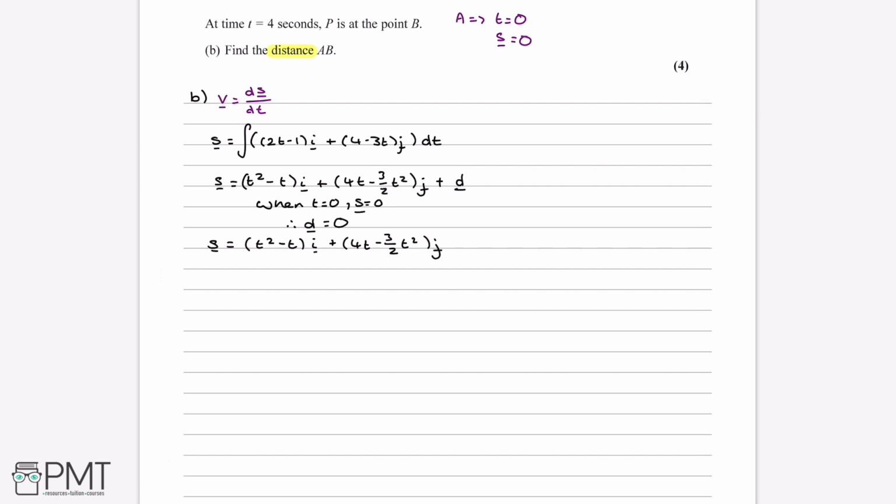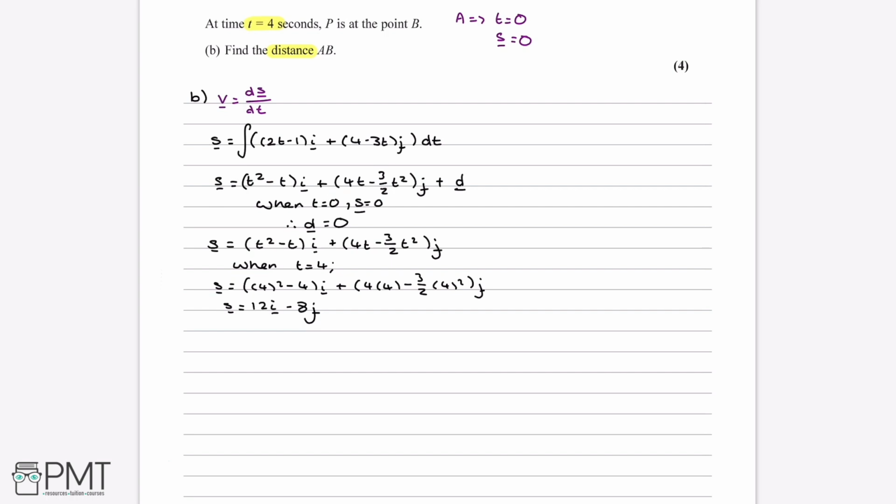We can find out what the displacement is at time t equals 4 seconds, because that's where point B is. So if we say that when t is equal to 4, and then we substitute in the numbers, (4 squared minus 4) i plus (4 multiplied by 4 minus 3 over 2 times 4 squared) j is actually equal to 12i minus 8j. So the displacement at the point B is 12i minus 8j.